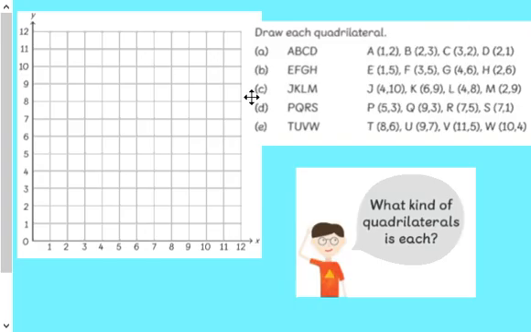Okay, the final part of the practice this morning is that you're being asked to draw each of the quadrilaterals and then to say what kind of quadrilateral each of them are. Now I'm going to let you have a go at this one on your own, and then we'll be ready to go for the independent task when you've completed this. So press pause while you're working and press play when you're ready to continue.